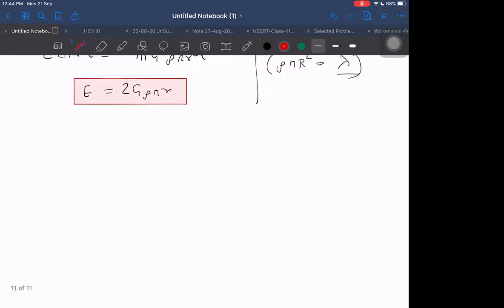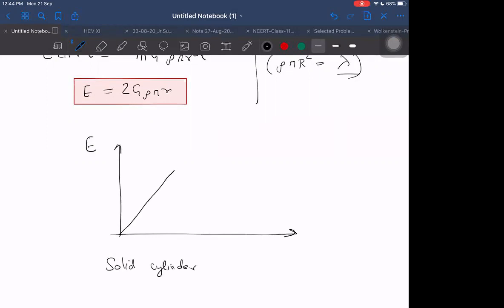Now the diagram, meaning the graph, for the solid cylinder. It is almost the same as for the sphere: it increases and then decreases. Just the values are different and the graph is similar. Next, what was the other one?